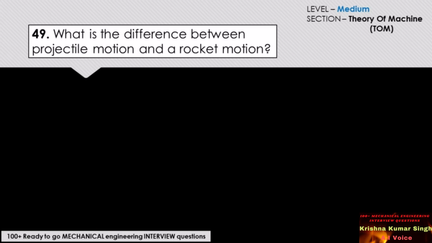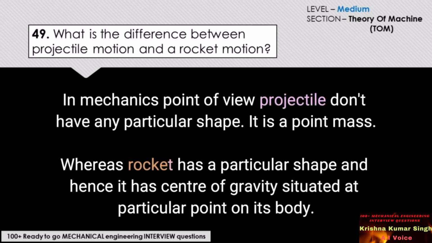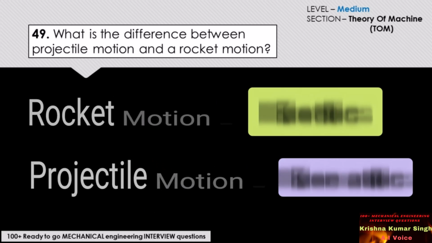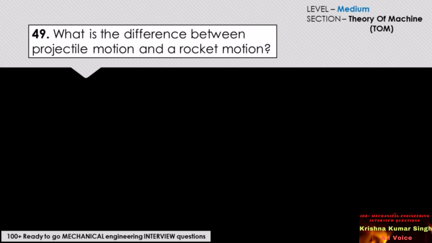What is the difference between a projectile motion and a rocket motion? In mechanics point of view, projectile don't have a particular shape. It is a point mass, whereas a rocket has a particular shape, and hence it has center of gravity situated at a particular point on its body. Therefore, rocket motion comes under kinetics, whereas projectile motion comes under kinematics.